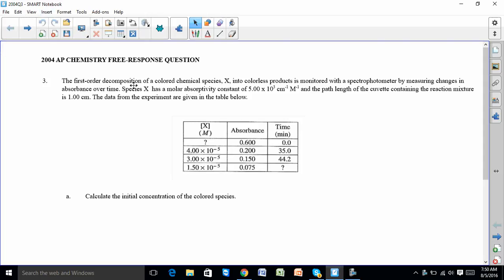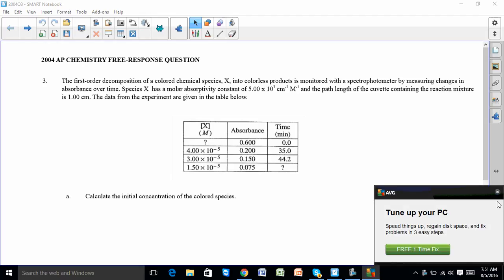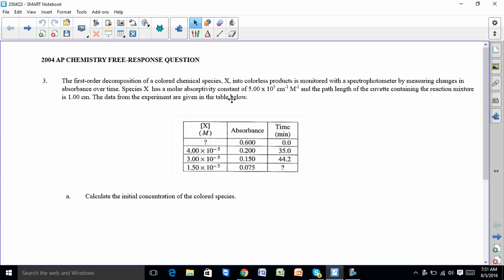Okay, the first order decomposition of a colored chemical species X into colorless products is monitored with the spectrophotometer by measuring changes in absorbance over time. Species X has a molar absorptivity constant of 5.0 times 10 to the third per centimeter molarity, and the path length of the cuvette containing the reaction mixture is 1 centimeter. The data from the experiment are given below. First question, calculate the initial concentration of the colored species.